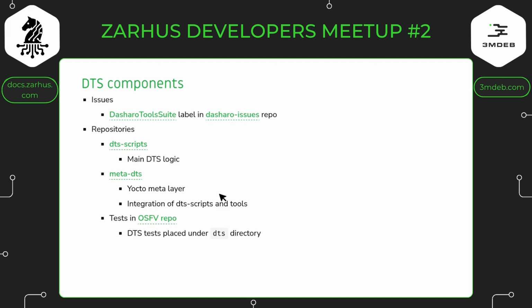It is basically a Yocto meta layer. It integrates DTS scripts, and also other tools which are required by those scripts to run properly. So a bunch of recipes and image recipes as well. And we also have tests. Currently, those are stored in OSFV, the Open Source Firmware Validation repository, under a dedicated directory.